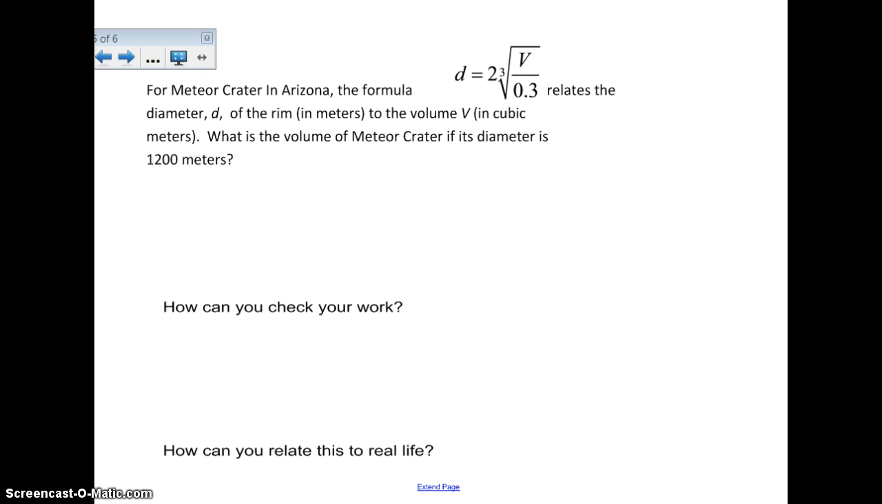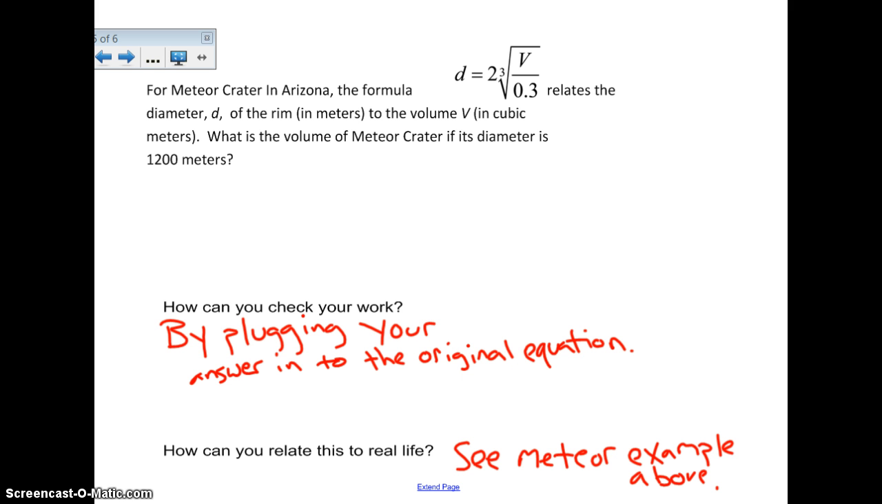All right, as you can see at the bottom of your notes, it says, how can you relate this to real life? So we're going to go ahead and say, see the meteor example above. And then we can also answer that question, how can you check your work? You can check your work by plugging your answer into the original equation, and of course, be on the lookout for extraneous solutions. So make sure your solutions work. If not, they are extraneous.